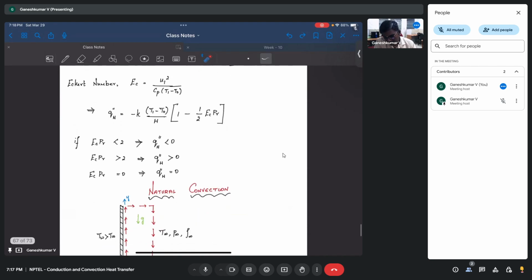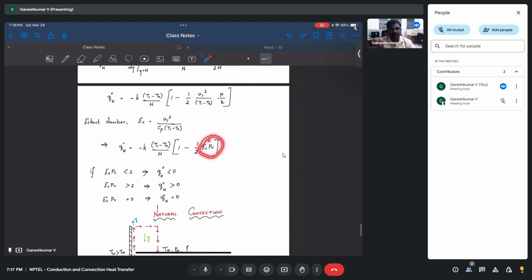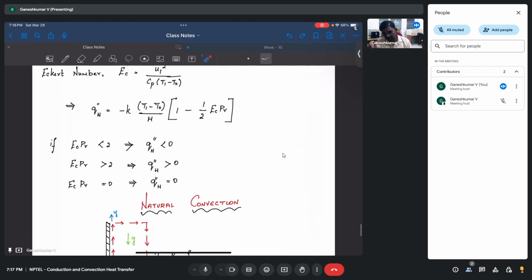Now here whether the heat flux is positive or negative will be determined by the Eckert number times Prandtl number. If the Eckert number times Prandtl number is less than 2, then heat flux is negative. If it is greater than 2, heat flux is positive. If it is 0, then you need not really worry about it, the heat flux will be 0.